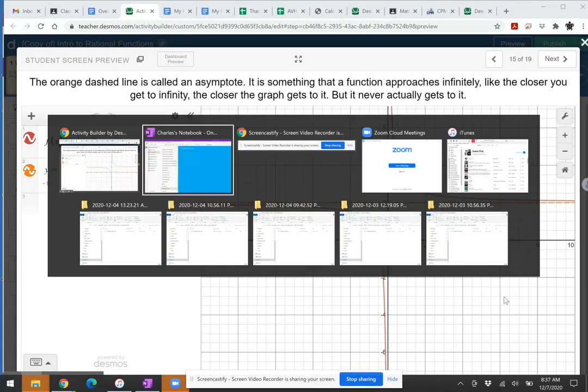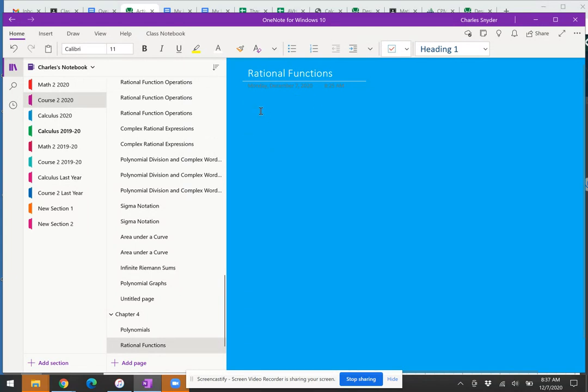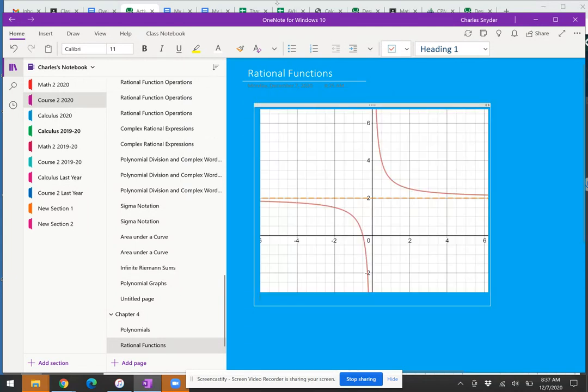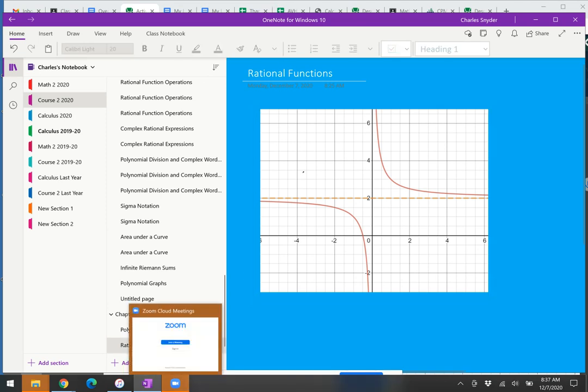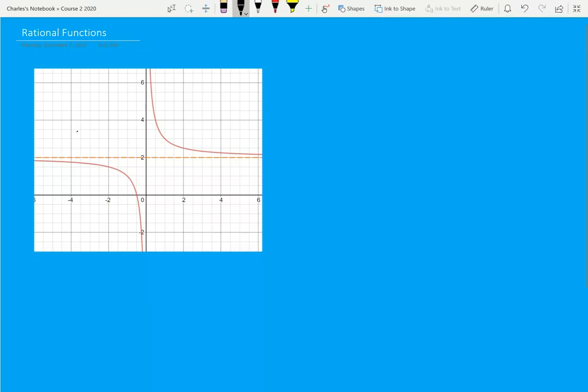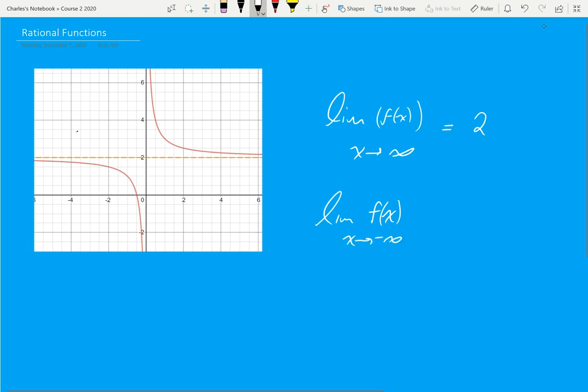The algebraic way of writing this is the limit of f of x as x goes to infinity equals 2. And I would say the limit of f of x as x goes to negative infinity is negative 2.